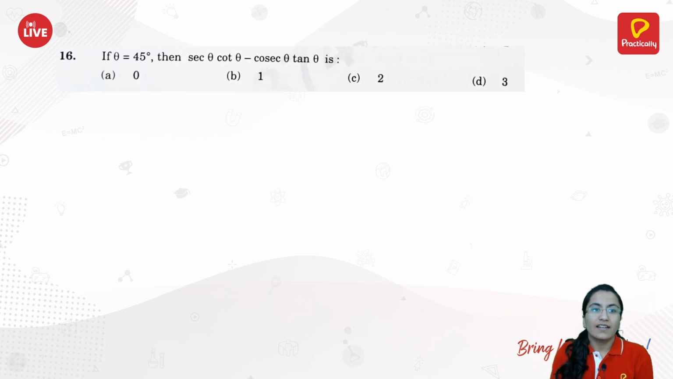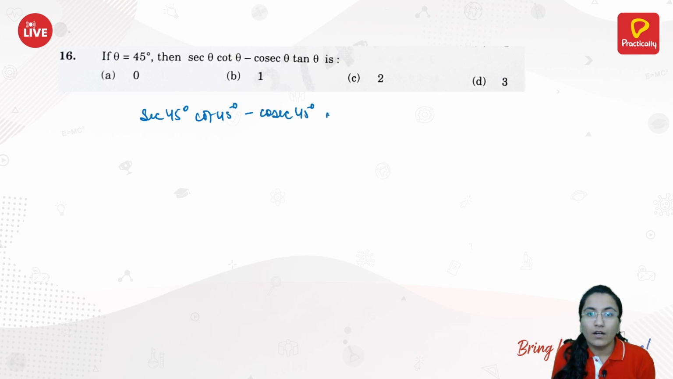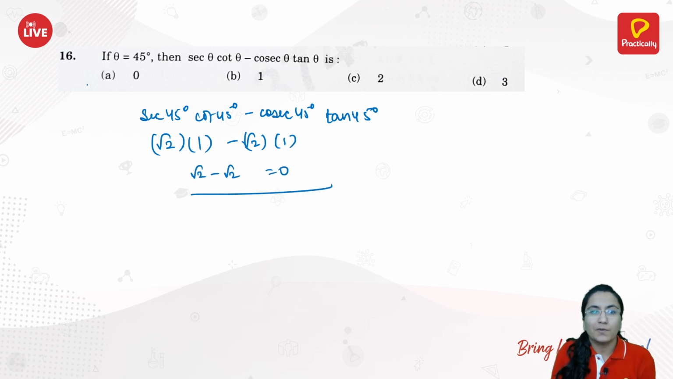Next question is, if theta is equal to 45 degrees, then secant theta into cot theta minus cosecant theta into tan theta is what you are supposed to find. Secant 45 degrees into cot 45 degrees minus cosecant of 45 degrees into tan of 45 degrees. Secant 45 degrees is root 2, into cot 45 which is 1. Again you have root 2 into 1. So root 2 minus root 2 comes out to be equal to 0. So that means option A is the correct answer.